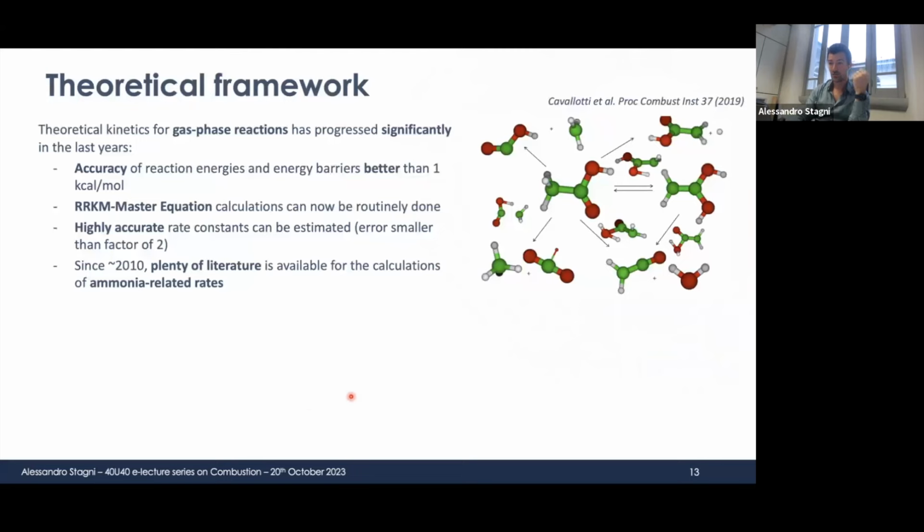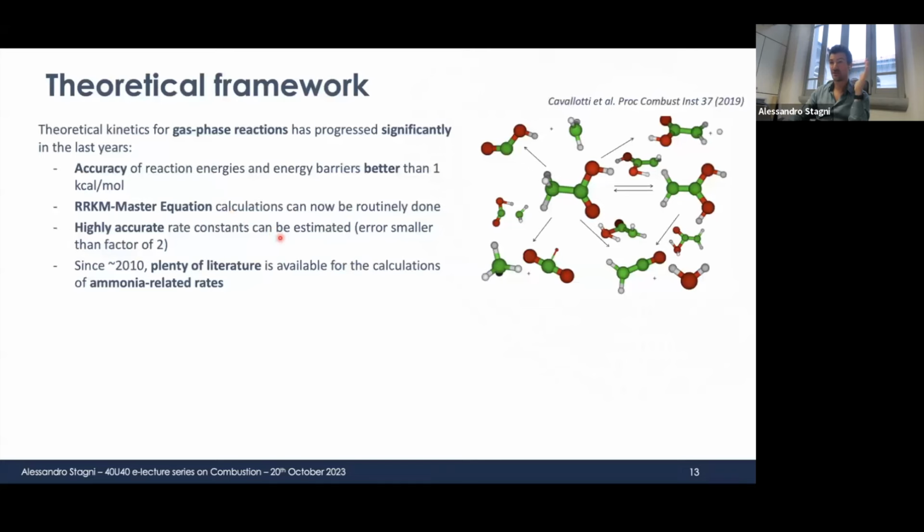On the other side, we use experiments and theoretical tools to support experiments. Indeed, in the last years, theoretical kinetics has undergone significant improvements because the accuracy has grown so that the rate constants can be accurate by a factor 2, which is not something which can change everything, as we will see later, but is anyway the state of the art.